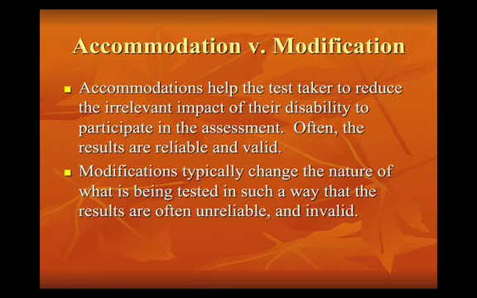So accommodations again help the test taker to reduce the irrelevant impact of their disability to participate in the assessment. Often, our results can be reliable and valid. Modifications, however, typically change what we're testing, and they do so in such a way that the results are usually unreliable and invalid for that test's original inferences. Okay, so it's not that the results are unreliable and invalid for the child, but in terms of comparing them with everyone else's responses, they are not equivalent.